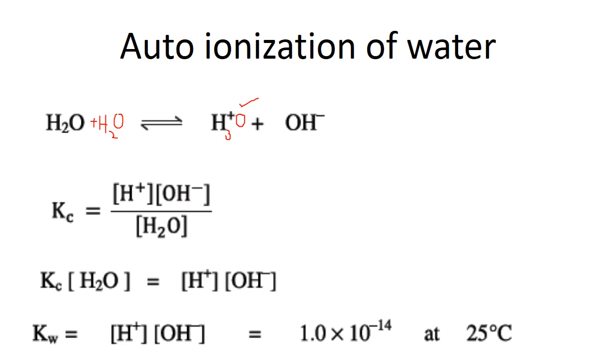We have studied it in our chapter number 9, that according to equilibrium constant, the products will be written in numerators and the reactants will be written in denominators. So after putting the substances in the equilibrium constant equation, we will get this equation.